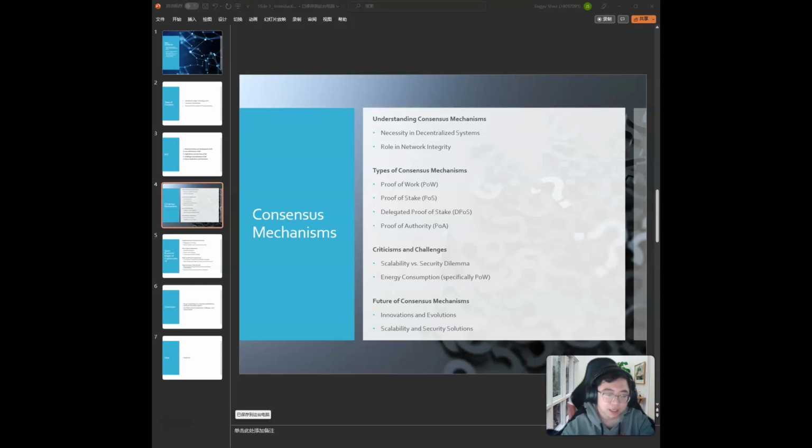For DPoS, it imbues a democratic tint, where network participants vote for a few nodes to be validators, streamlining efficiency at the potential cost of decentralization. For the POA, used by networks like VeChain, POA confers the validation authority upon nodes that have verified identity and are trusted by the network.